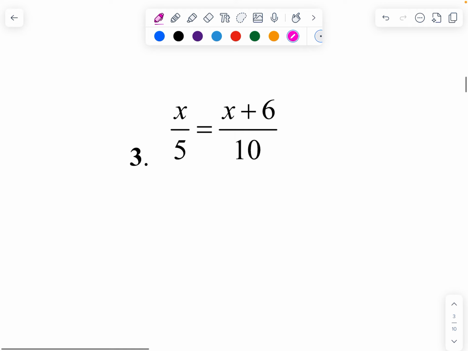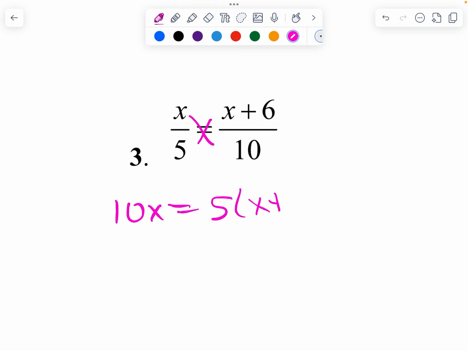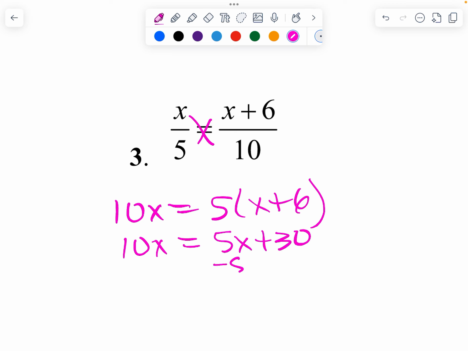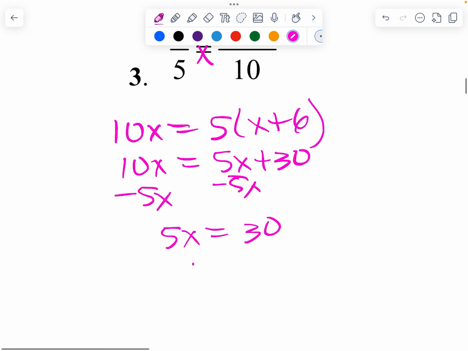Okay, so this one, I'm going to cross multiply, and I get 10x equals 5 times x plus 6. So 10x equals 5x plus 30. Subtract 5x from both sides. Get 5x equals 30. And get x equals 6.